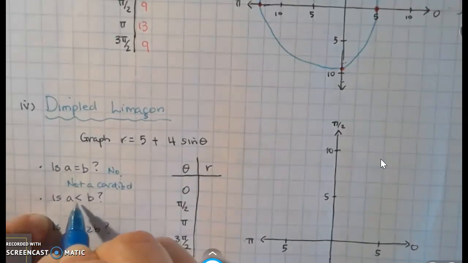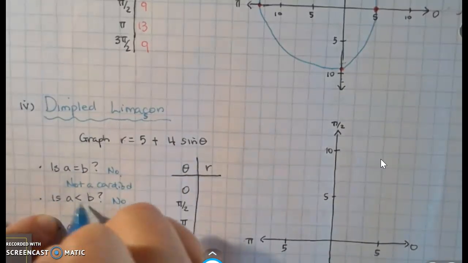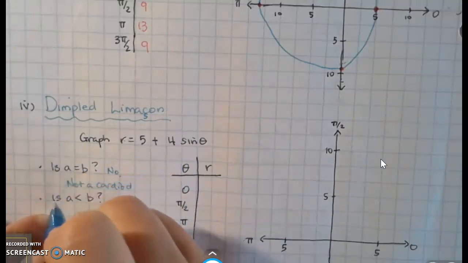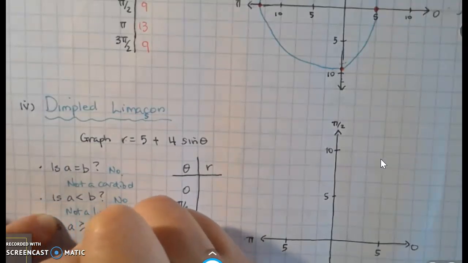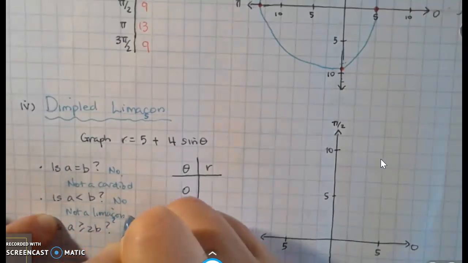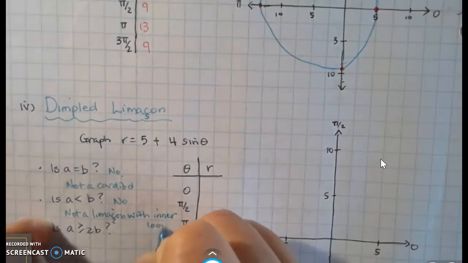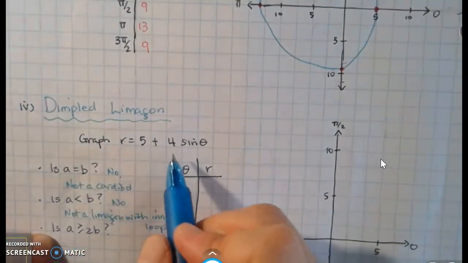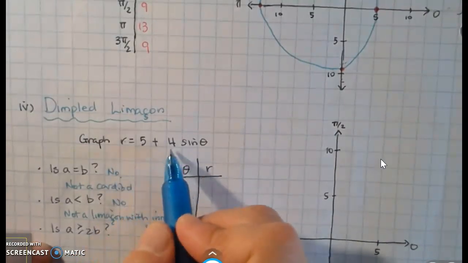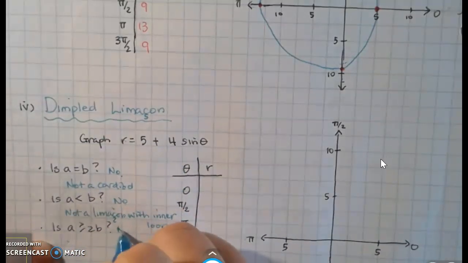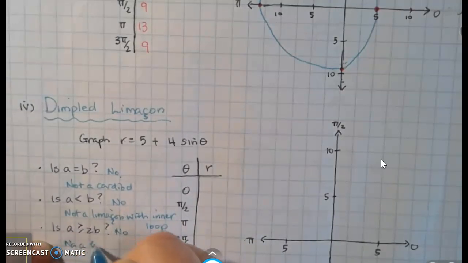Is a smaller than b? No, a is bigger than b, so that's no. If a was smaller, then it would be a limaçon with an inner loop. And then finally, is a bigger than 2 times b? No, because in order for it to be bigger than 2 times b, it needs to be bigger than 8. 5 is not bigger than 8. So no, and therefore this is not a convex limaçon that we just talked about.